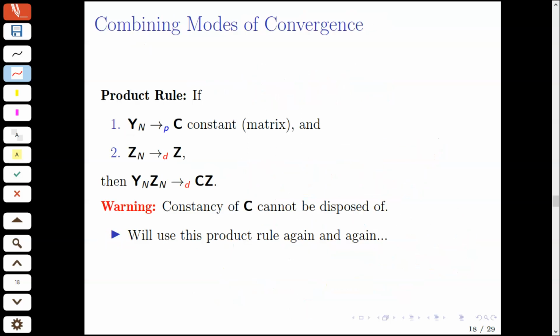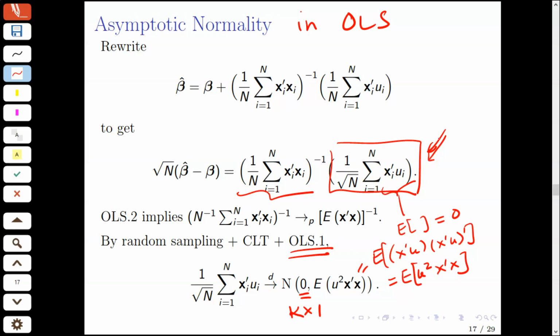All right. So we've established two separate convergence results, one for the inverse average outer product matrix, and one for the scaled average of x primes and ui's. Now, how would we combine these results? For that, we need the following result.